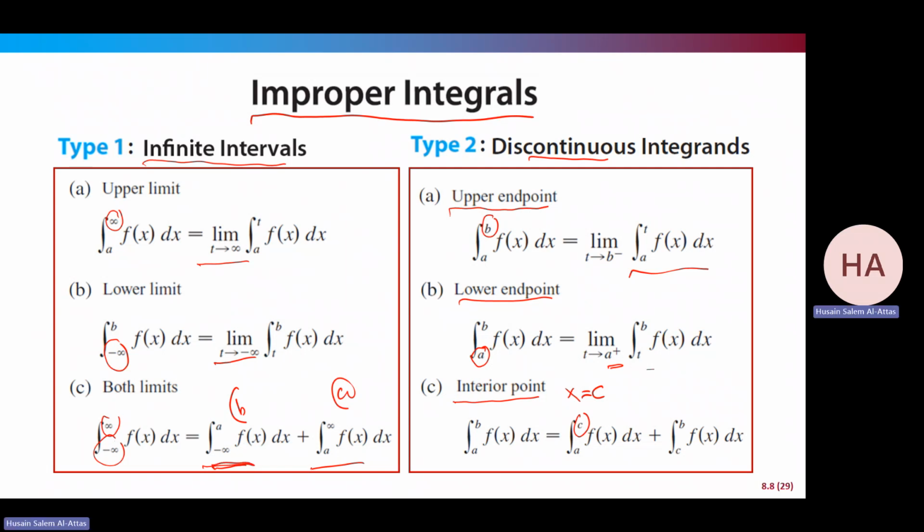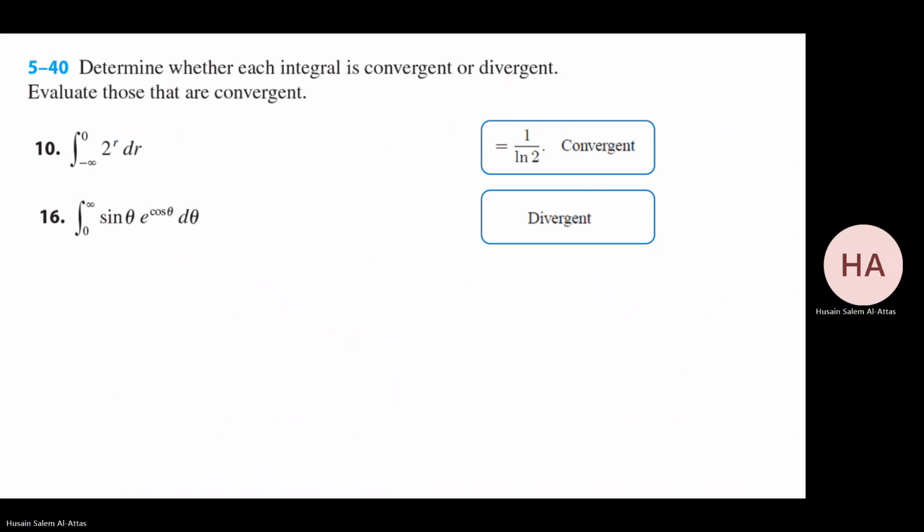By the way, in these two cases, in part C, in both types, if one of the integrals diverges, then the total integral will diverge. Okay. Determine whether each integral is convergent or divergent. Evaluate those that are convergent.